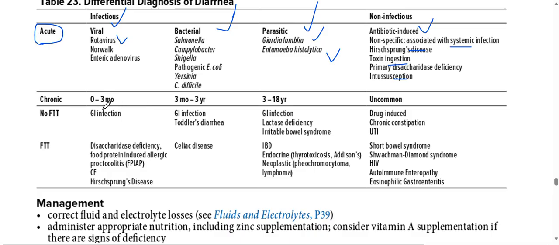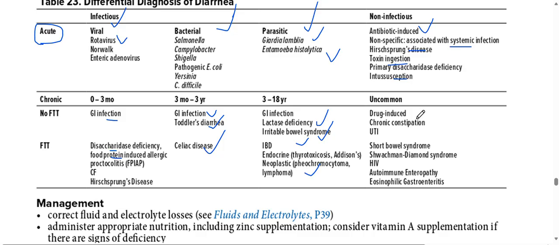If it happens in 0 to 3 months, GI infection can be the cause, or maybe some food protein allergies, milk protein allergies, or Hirschsprung disease. If it happens between 3 months to 3 years, GI infection again, and one thing called toddler diarrhea, and celiac disease. 3 to 18 years, again GI infection, lactase deficiency, irritable bowel syndrome, IBD, endocrine causes, neoplastic.